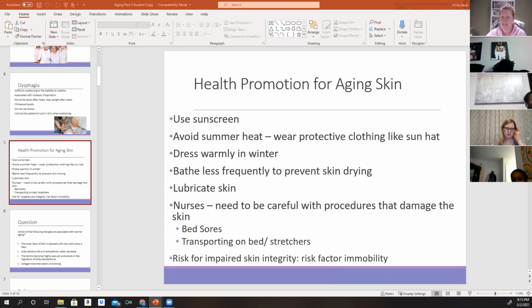and their skin's very thin, so it's very easy for them to get a sunburn. We want to avoid summer heat. We want them to wear protective clothing so they can wear a light shirt that covers their arms, some capris or some pants, some closed-toed shoes.